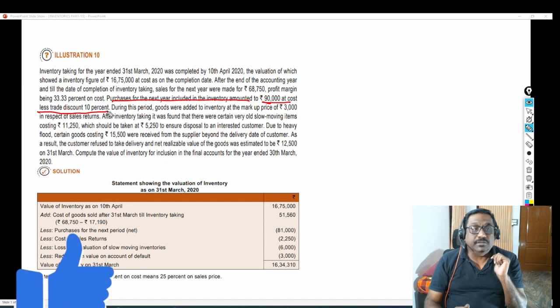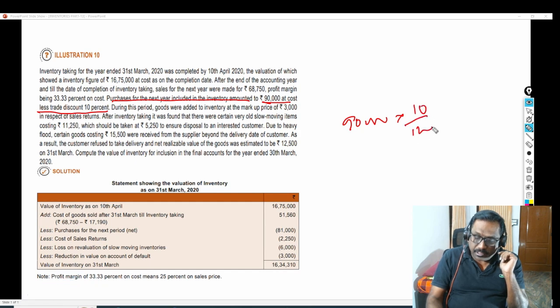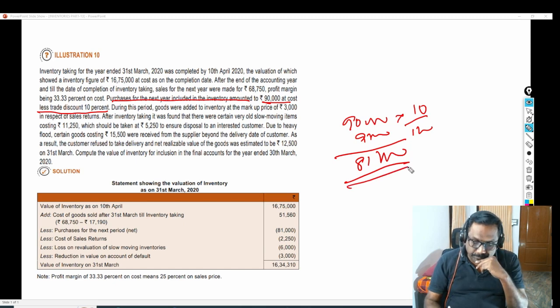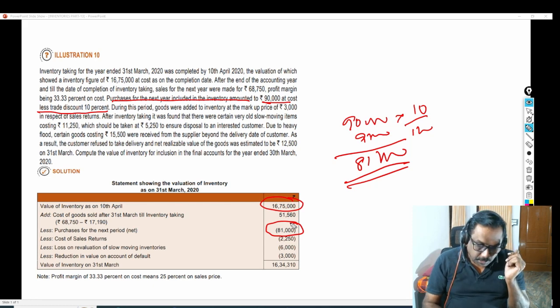Why we cannot reduce 90,000? Because of the trade discount of 10%. So 90,000 into 10% trade discount, how much will it come? 9,000. If you take out 9,000, it will be 81,000. So 81,000 rupees you need to reduce from the 16,75,000. Getting my point? So 81,000 is reduced. Clear? Next.